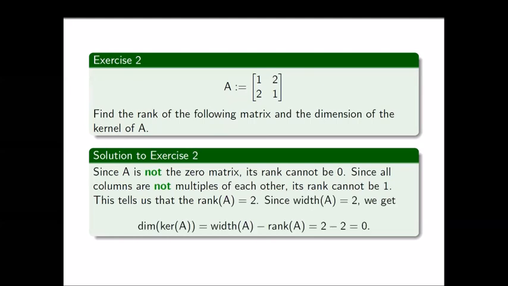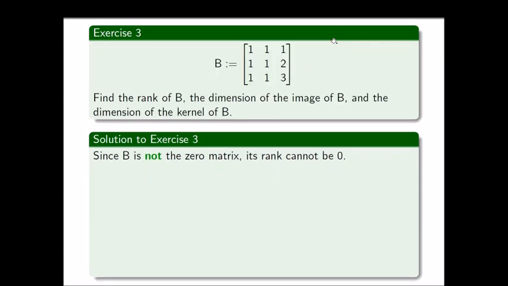Now, because the width of this matrix is 2 as well, we get that the dimension of the kernel, which is given by width minus the rank in the earlier part of this episode, is just 2 minus 2, which is 0. Okay, so let's look at another exercise. This time we have a 3 by 3 matrix, and we want to find its rank, the dimension of its image space, and the dimension of its kernel.